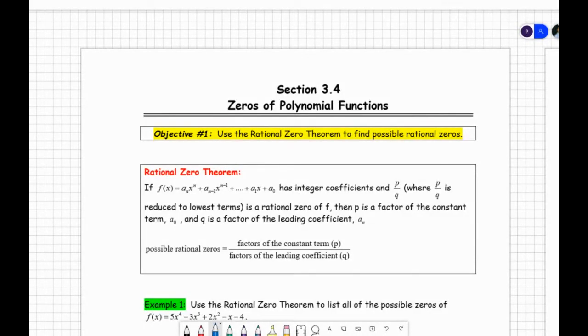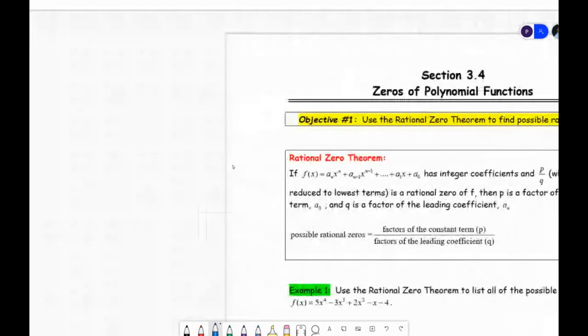We're going to go over section 3.4, which is zeros of polynomial functions. All right, so what is a polynomial? We discussed last time that a polynomial is anything that can be written in this form. And we're going to look for the zeros. Zero here just means x-intercept.